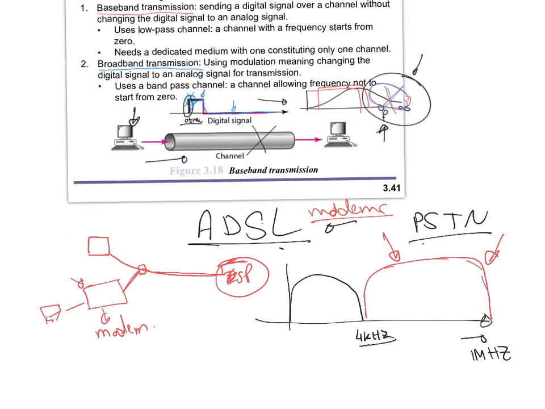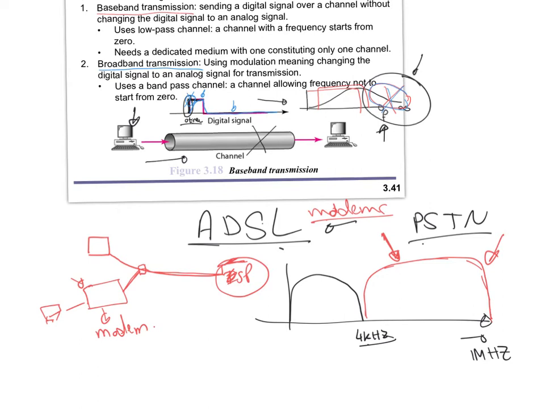So ADSL is another example of broadband transmission over a wired network. We overlay our digital data over the same telephone line that's used to transfer voice signals. So this is another example of broadband transmission for wired technology. See how much time we took for this slide, because it's extremely important.